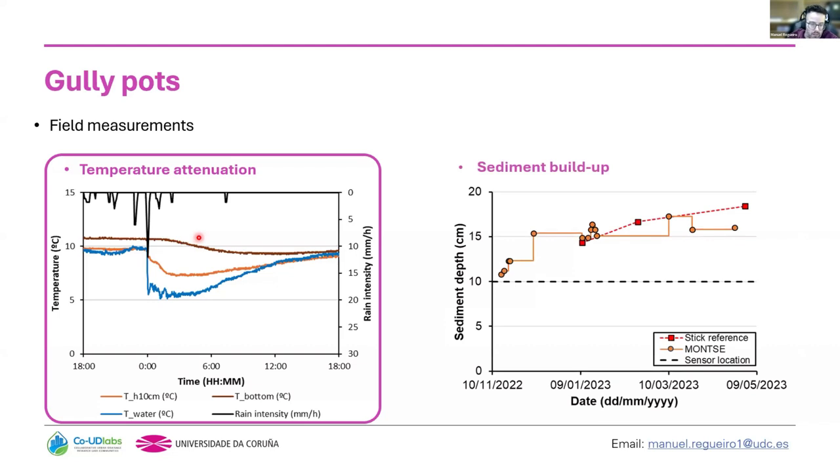With every single temperature change event, let's call it like this, we can obtain one of these dot points in the sediment buildup graph. So with that we can plot how the accumulation in the gully pots is increasing, and we also compare it with some reference measurements, a manual measurement with a stick. We could compare it, having good results or a good comparison.